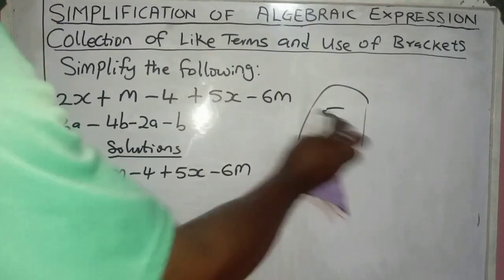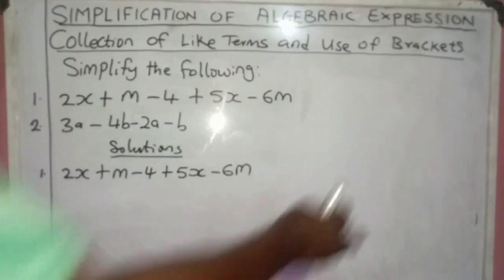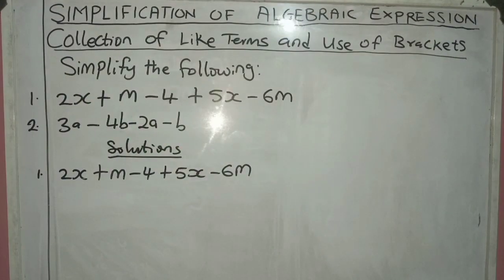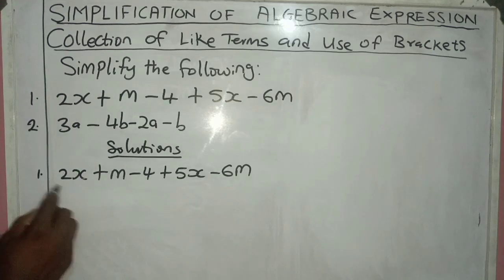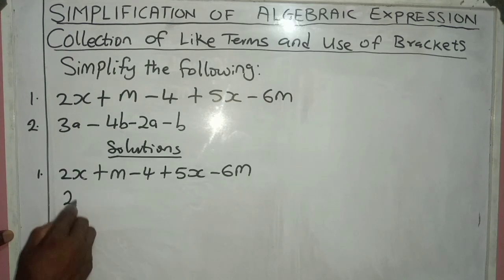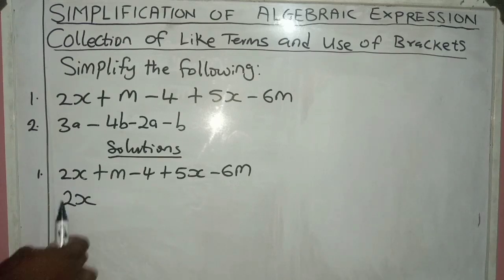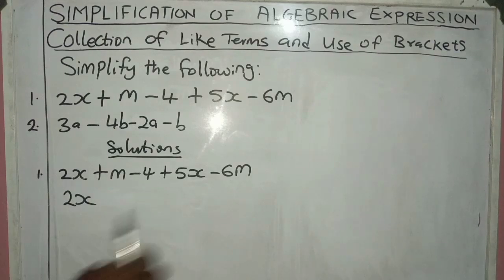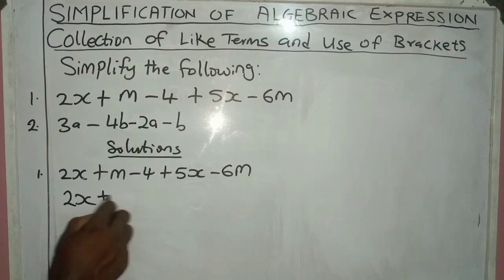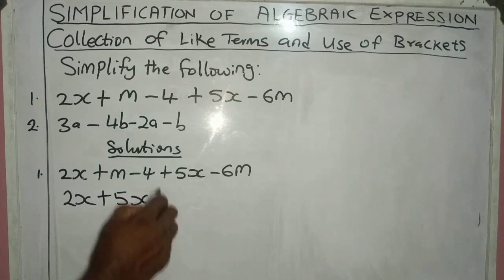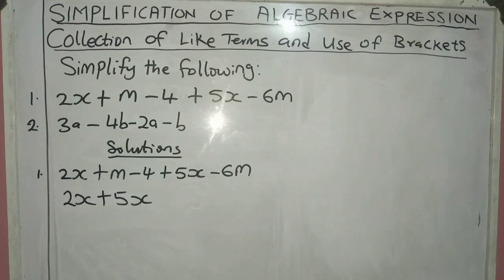So before you move any number close to each like term, make sure you carry the number along with its sign. Let's get started. Number one, here we have 2x. What is the like term to this plus 2x? That is plus 5x. We bring it close to it. Plus 5x. As you can see, we are done with the family of x. We have collected the like terms in the case of x.